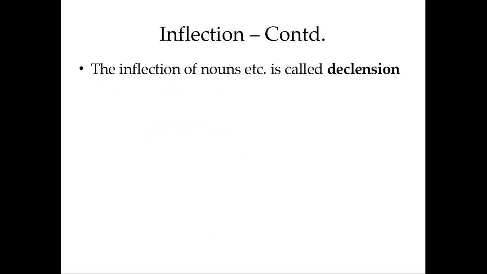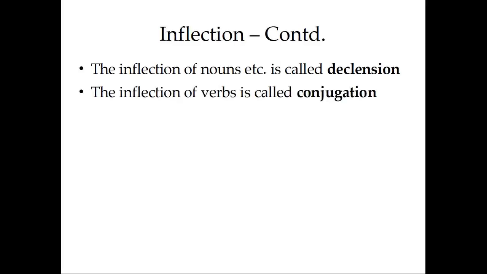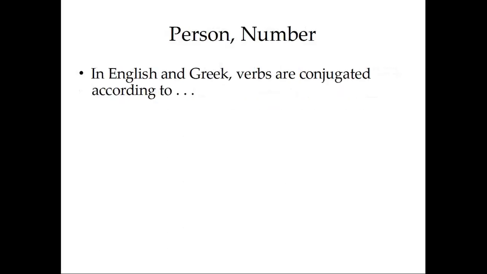The inflection of nouns, etc., is called declension. We'll talk about the etc. later. And the inflection of verbs is called conjugation. And we will be focusing in this grammar presentation on conjugation. In English and Greek, verbs are conjugated according to a couple different things. The first is person. There are 3 persons in both English and Greek.